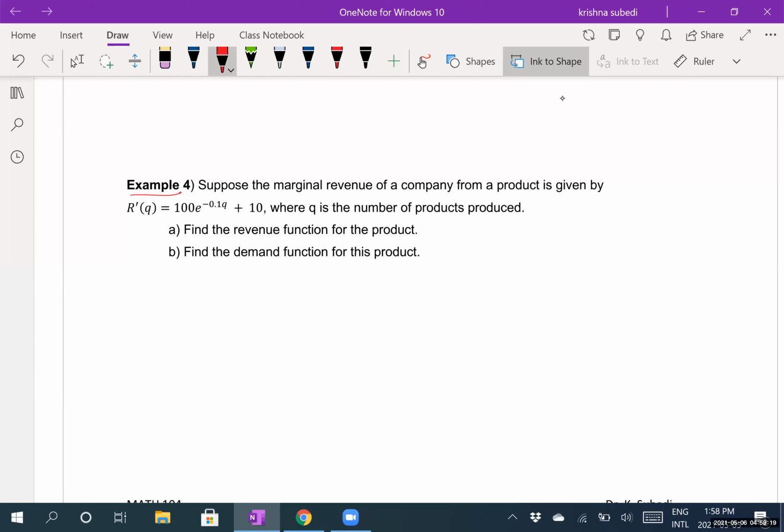So example 4 is an application of integration, the skill that we have just learned, application in economics, okay? Suppose the marginal revenue of a company from a product is given by r prime of q equals 100 e raised to power negative 0.1 q plus 10, where q is the number of product produced. Find the revenue function for the product and find the demand function for the product. Okay, first of all, let us find revenue function.